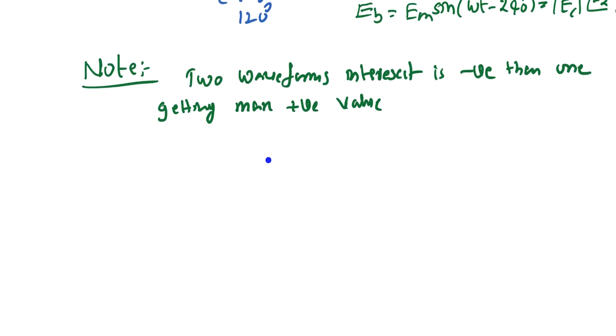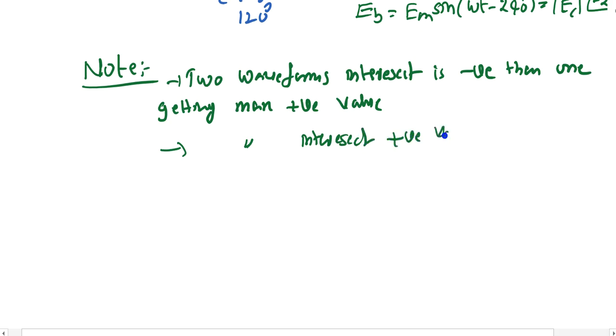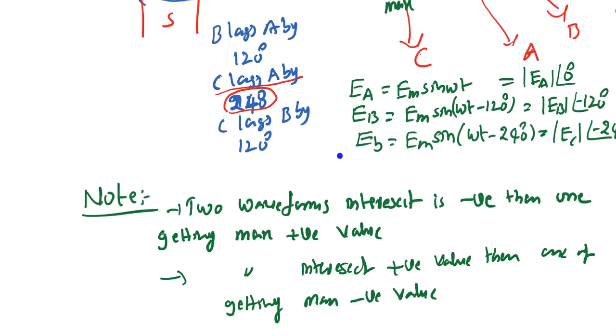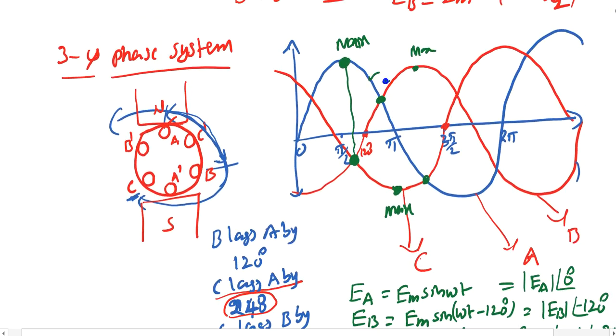Similarly, at the same point, if the two waveforms are intersecting at a positive value, then one of the waveforms is getting the maximum negative value. This is the second point we observed here. This waveform and this waveform intersect at a positive point, then at the same instant one of my waveforms is at the maximum negative value.